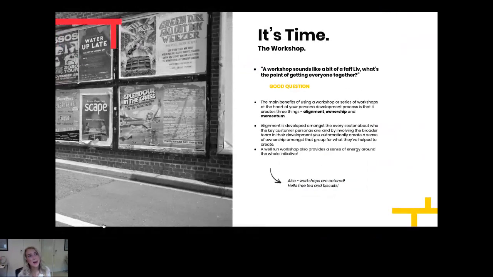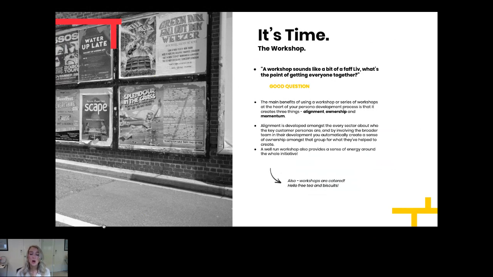Especially when I started at Neighbourhood, a lot of people mentioned, God, a buyer persona workshop sounds like a bit of a faff. It's a long time, there's a lot to do just to get this fictional person on a bit of paper. And I do understand that, but now, understanding it, I completely disagree. The main benefits of using a workshop or a series of workshops at the very core of building your buyer persona is that it creates three things.